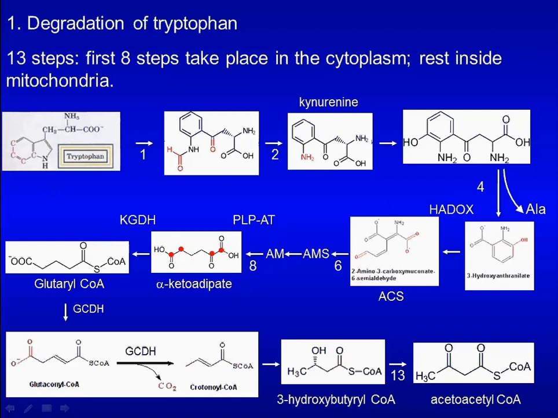Inside mitochondria, a carboxyl group is removed through oxidative decarboxylation by alpha-ketoglutarate dehydrogenase. The result is glutaryl-CoA. The terminal carboxylic group is removed through oxidative decarboxylation by glutaryl-CoA dehydrogenase. Finally, hydroxylation and oxidation give rise to acetoacetyl-CoA.